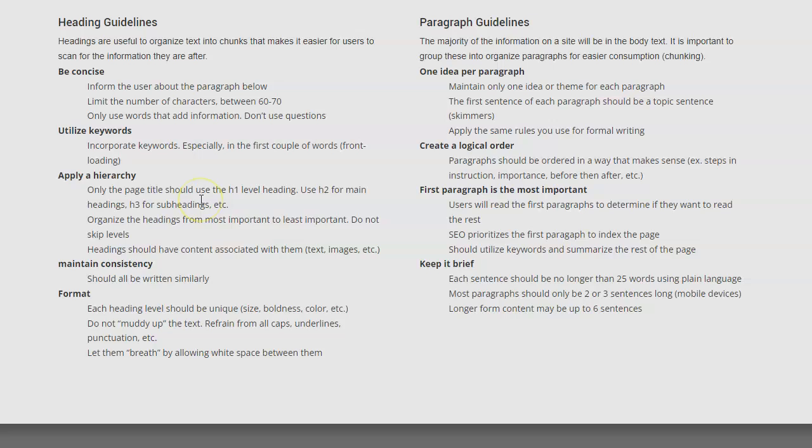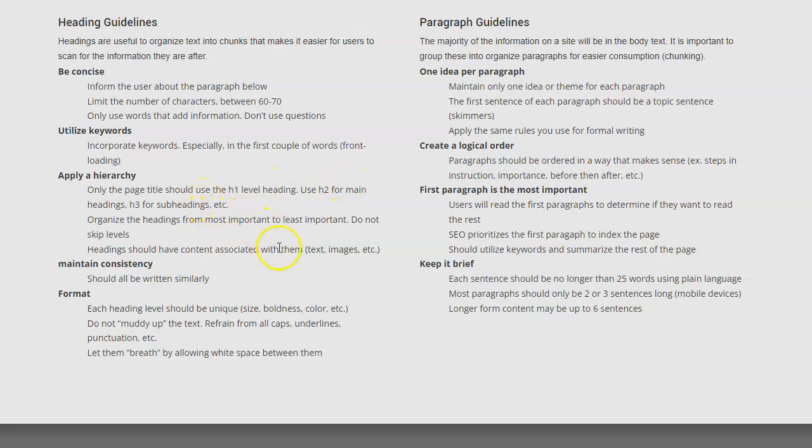So make sure that the first one is the only one that has it, and then subsequently you want to use your H2s for your main headings, then H3 for subheadings, and so on and so forth. Generally speaking, you shouldn't be getting down to H5 and H6. Those are like, you're going too far at that point.